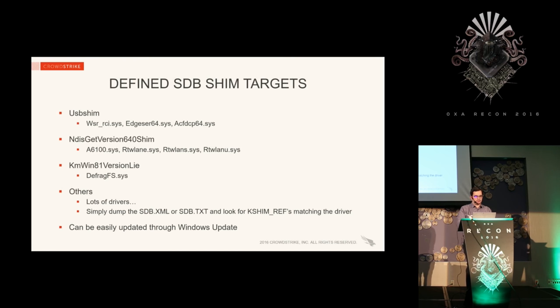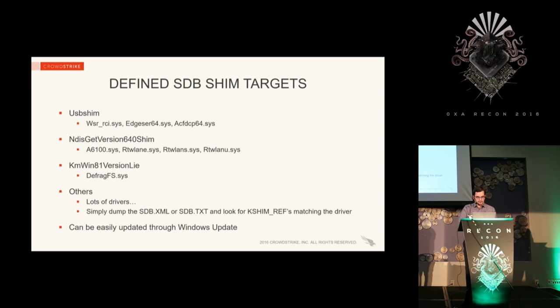USB shim hooks WSRRCI.sys, EdgerSIR64.sys, ACFDCP64.sys. So those driver vendors are doing something wrong, and USB has to come in and fix them up. NDIS get version 6.4 shim has some Realtek drivers in there. KM Win81 version lie has something called defrag FS sys in there. And there are other shims which are, again, loaded by other things.